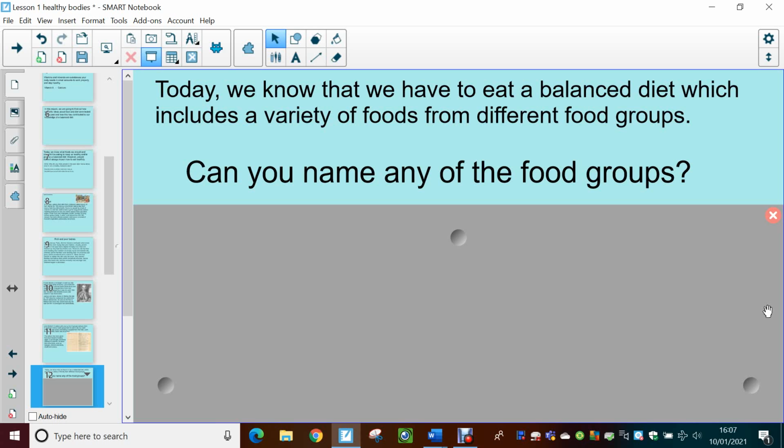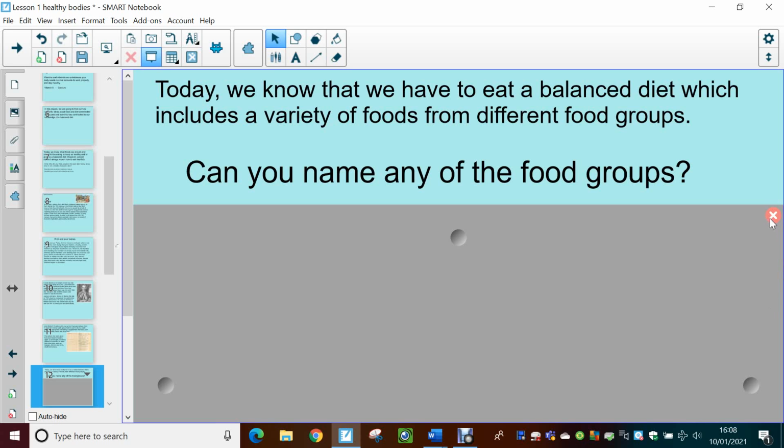So, today we're aware that we need to eat a balanced diet which includes a variety of foods from different food groups. Now, you need to think back to perhaps some of your year 3 work where these food groups were first introduced. Can you pause the video and think of any of these food groups? And can you go even further and name some examples of foods in those food groups and what they actually do for us?